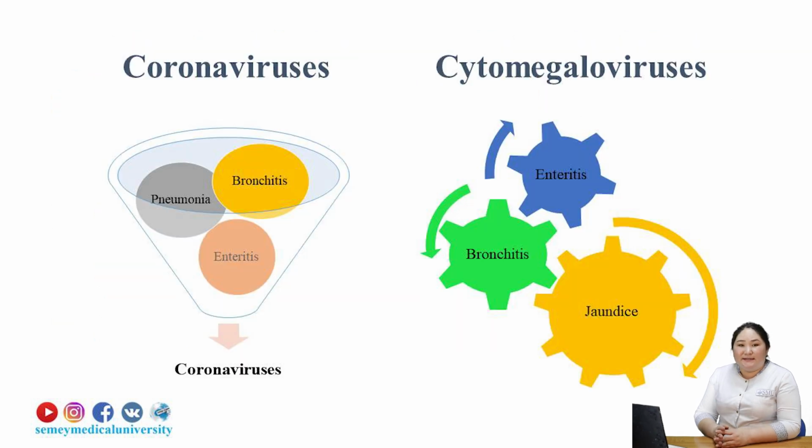Next infectious disease, a very famous disease today, is coronaviruses. Coronaviruses mostly damage our respiratory tract, characterized by intoxication syndrome and by bronchitis, pneumonia, very severe pneumonia. One of the signs in children can be enteritis, characterized by watery stool but for a short time, mostly about 3-4 days. Next infectious disease is cytomegaloviruses.